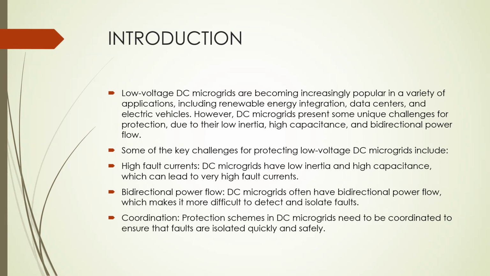bidirectional power flow. Some of the key challenges for protecting the low voltage DC microgrids include high fault currents. That means the DC microgrids have low inertia and high capacitance, which can lead to very high fault currents, and also bidirectional power flow. DC microgrids often have bidirectional power flow, which makes it more difficult to detect and isolate faults. Coordination. Protection schemes in DC microgrids need to be coordinated to ensure that faults are isolated quickly and safely.